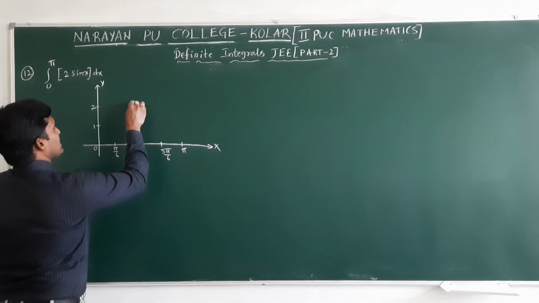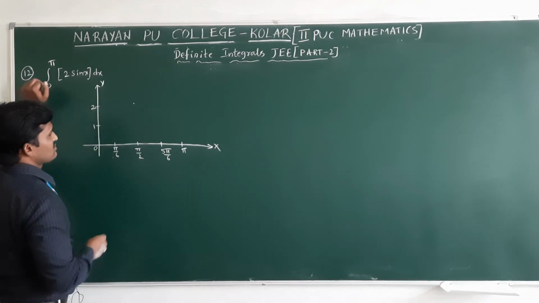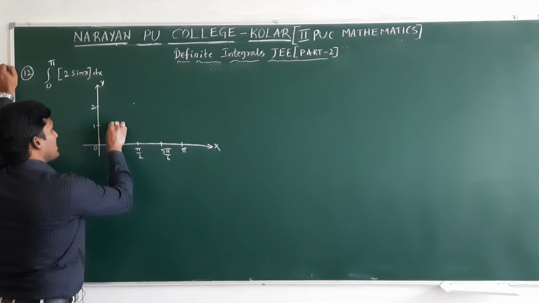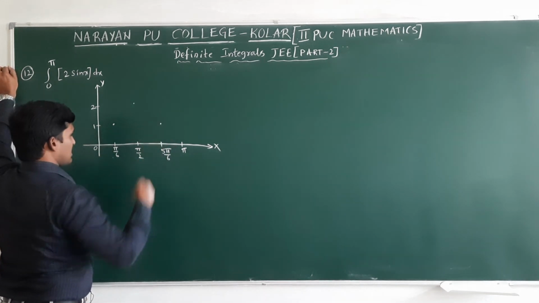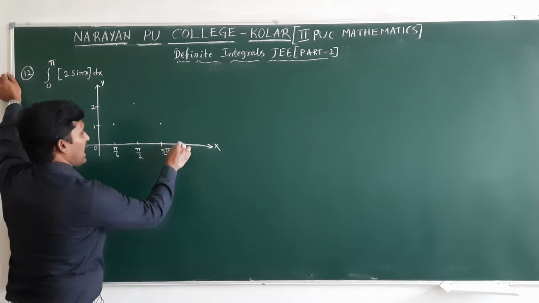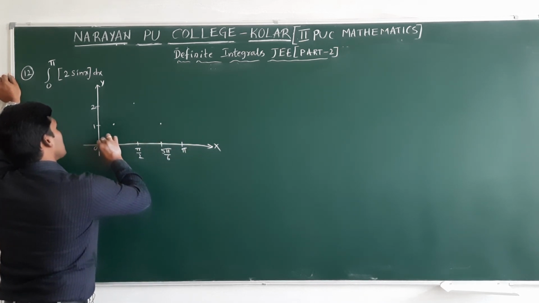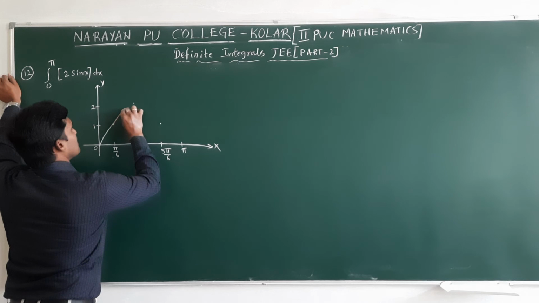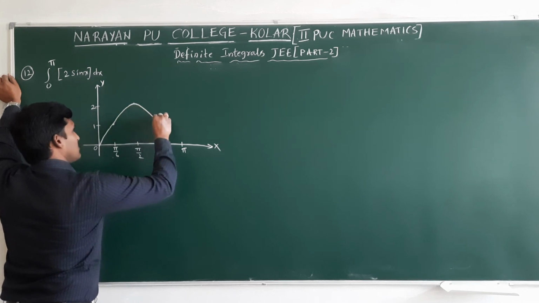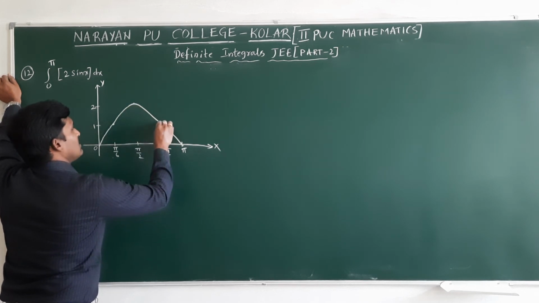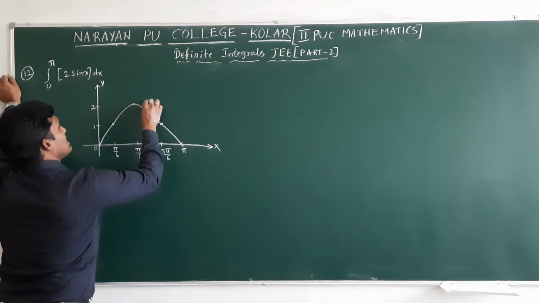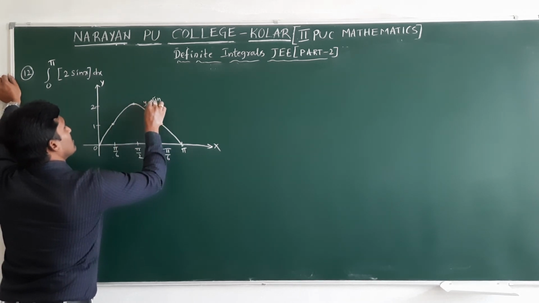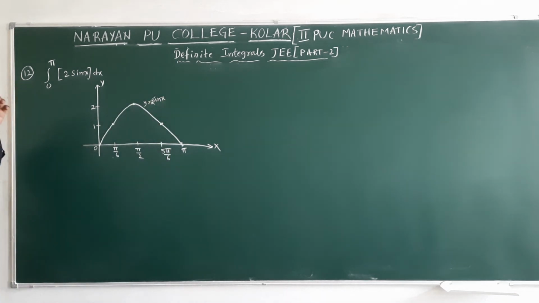Now if you take pi by 2, this becomes the 2 sin x value. If you take pi by 6, it becomes 1. Taking 5 pi by 6 also, we get 1 only. At pi we get 0. At 0 also 0 only. This is the graph of y is equal to 2 sin x.